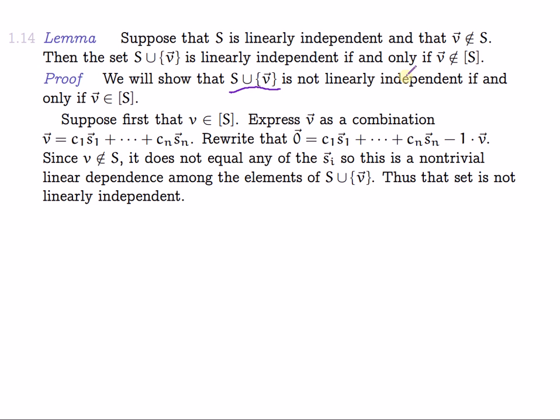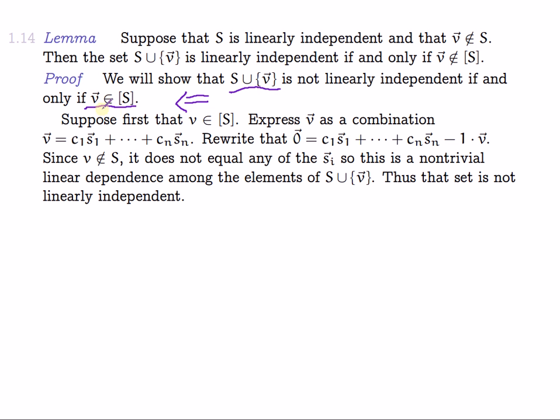Now remember, not linearly independent means that there is a linear relation among the vectors. Okay. All right, so let's first show that V in the span of S implies that S union V is not linearly independent. If you think of if and only if as a two-way arrow, that's showing the arrow in the reverse direction.